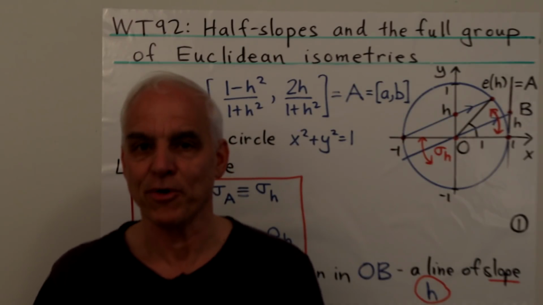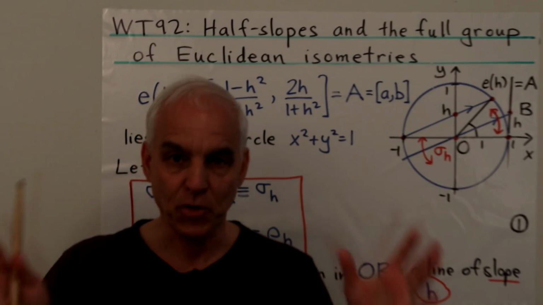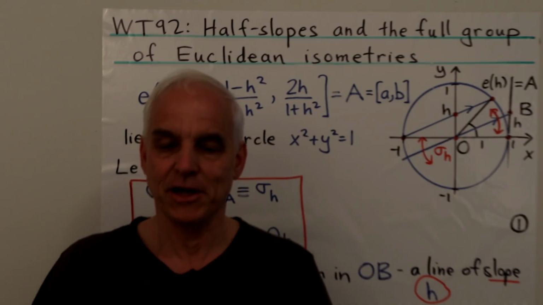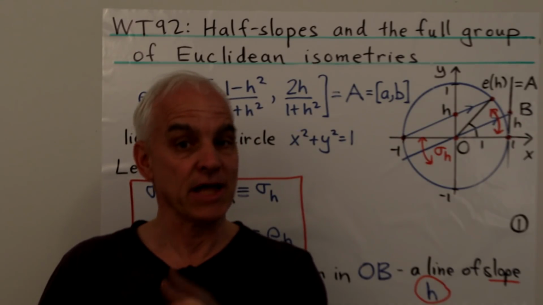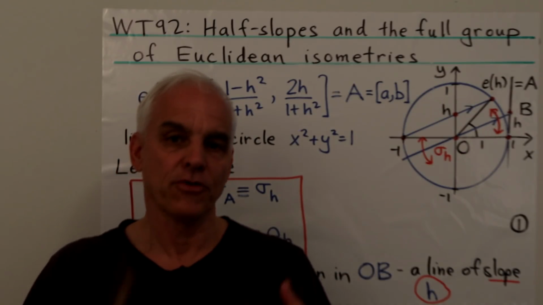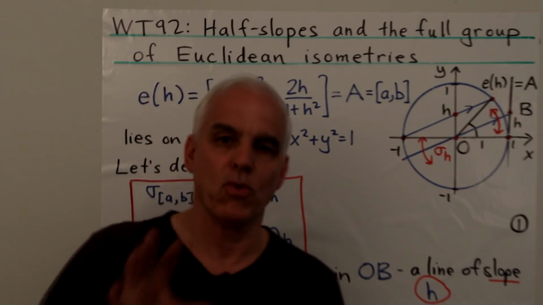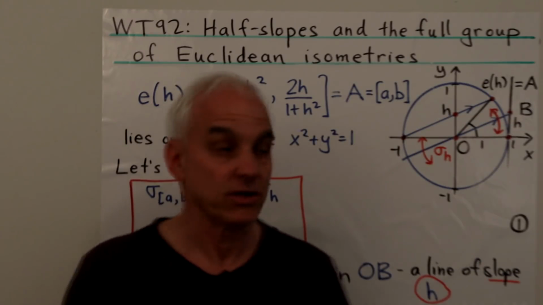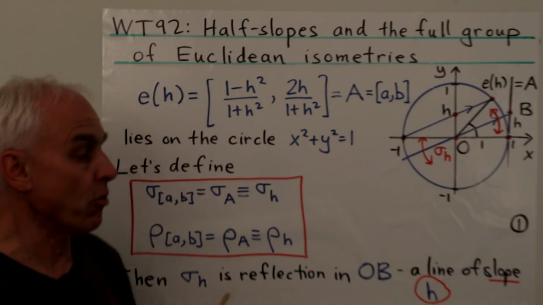Hi, I'm Norman Wahlberger. Today we're going to look at the full group of Euclidean isometries, including not just reflections and rotations that we've already been discussing, but also translations. And along the way, we're going to look at an alternate way of thinking about reflections and rotations through the idea of the half slope.